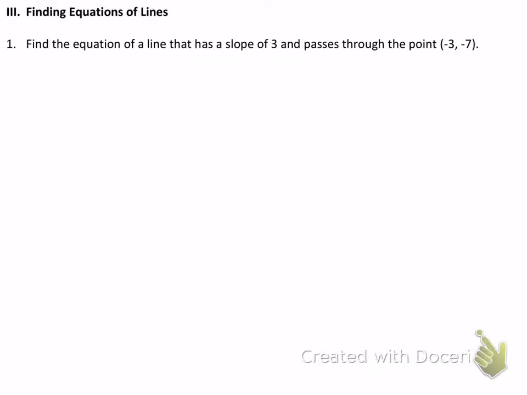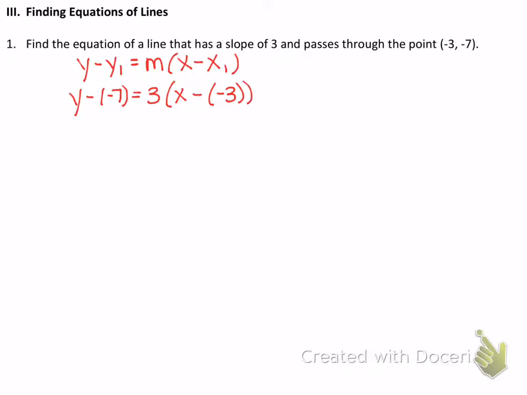Okay, so finding the equation of a line. We're going to find the equation of a line that has a slope of 3 and passes through this point. Since I'm given a point and the slope, the easiest thing to do is to use point-slope form. That's going to look like this: y minus y1 equals the slope times x minus x1. So I have y minus -7, my y value of the point, equal to 3, that's my slope, and then x minus -3, the x value of that point.